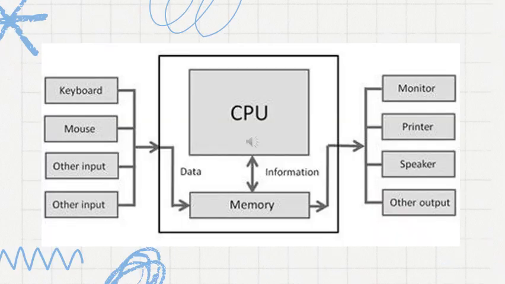This is a block diagram of the components of a computer system. As shown in the diagram, various parts of the computer interact together to make the computer work. You input the data to the computer by using input devices, and the CPU acts upon this data and provides output, which is made available to the user by using the output devices.